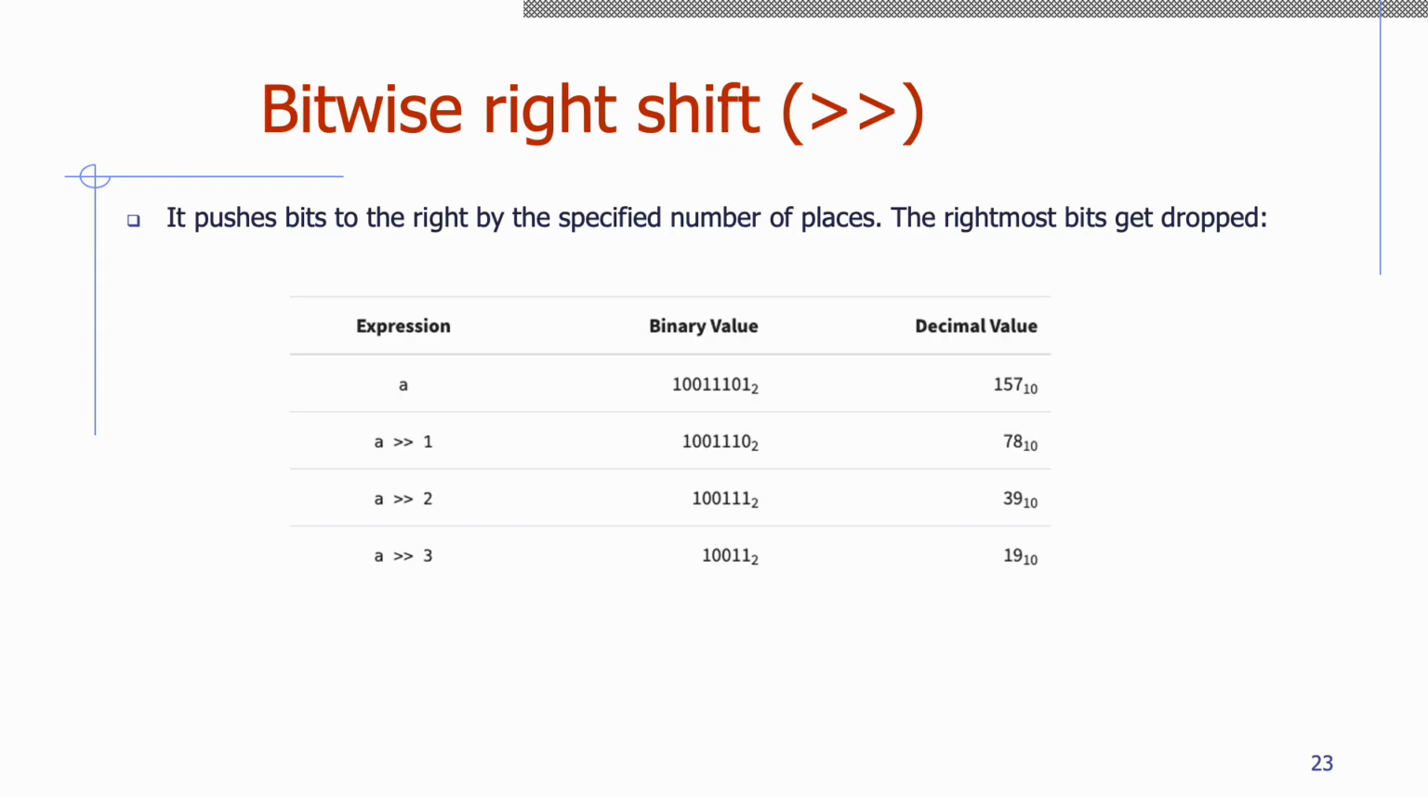Here is an example for bitwise right shift. The bitwise right shift operator is analogous to the left one, but instead of moving bits to the left, it pushes them to the right by the specified number of places. The rightmost bits get dropped. Having an odd number, such as 157 in decimal value, would produce a fraction. To get rid of it, the right shift operator automatically floors the result. It's virtually the same as a floor division by a power of 2.